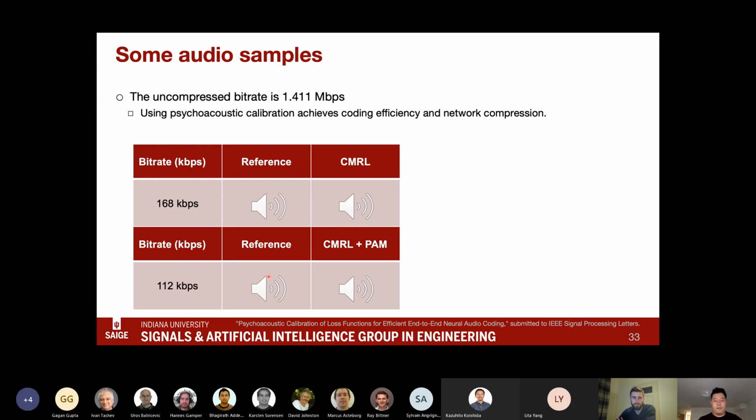Now, if I play the reference again. And even at a lower bitrate case, 112 kbps. So this is near transparent according to the subjective score collected from the MUSHRA test.